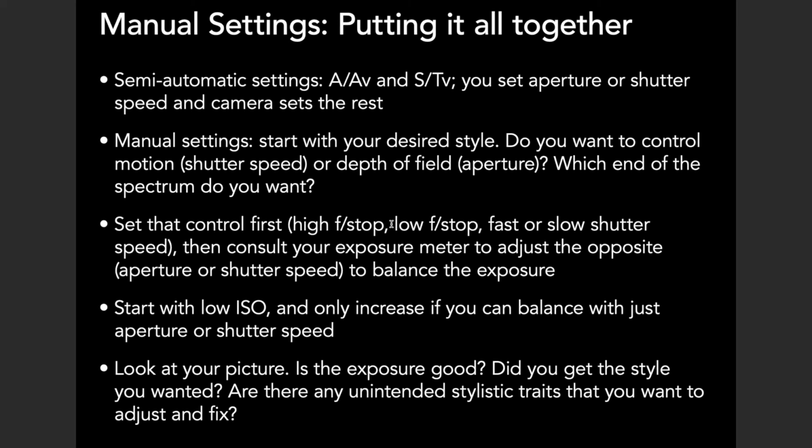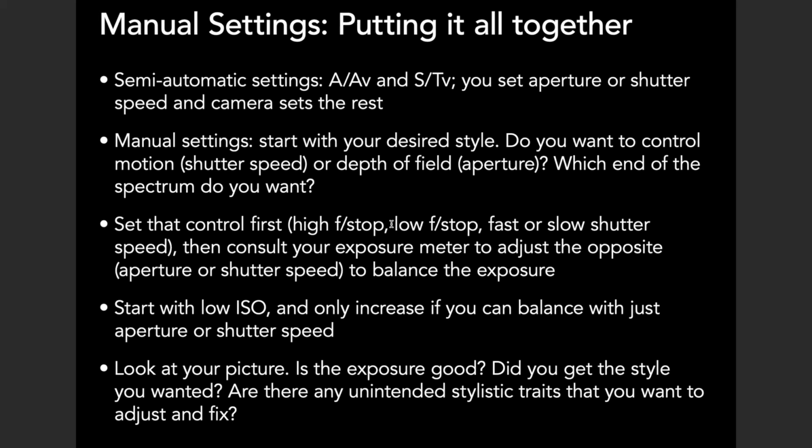Do you want a photograph that shows motion, that blurs motion, or freezes motion? Do you want a photograph that has a shallow depth of field or a large depth of field? So you're going to pick that style and you're going to set that control first. For example, if you want a shallow depth of field, you're going to choose a low f-stop number. Or if you want to freeze motion, you're going to choose a fast shutter speed. And then you're going to look at the exposure meter on your camera and adjust the opposite to balance the exposure and create a good exposure.